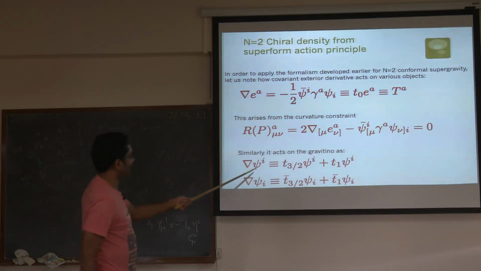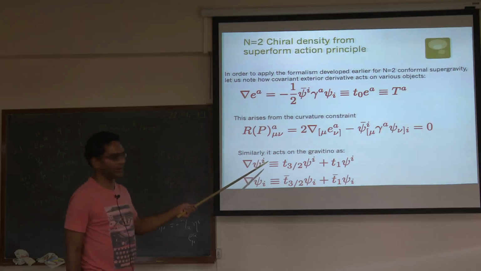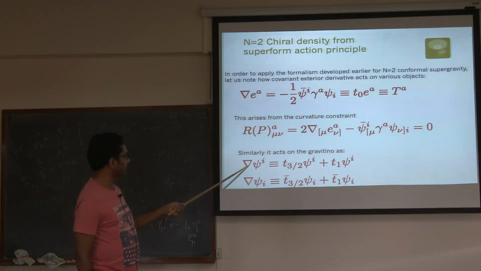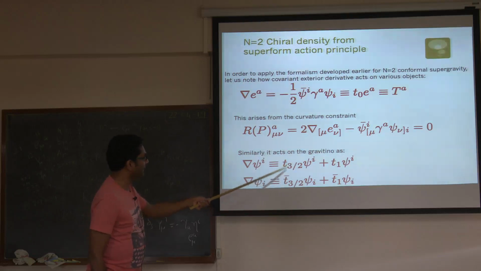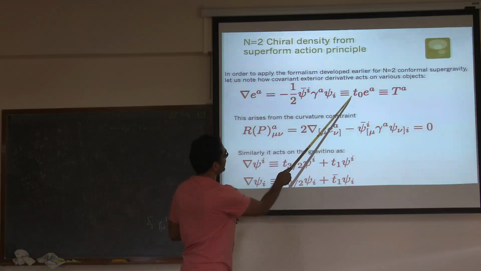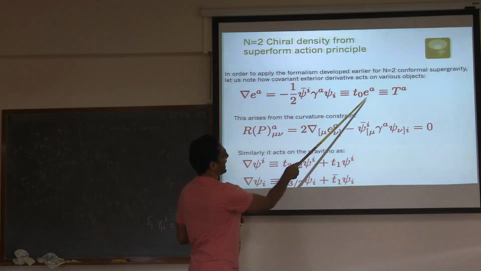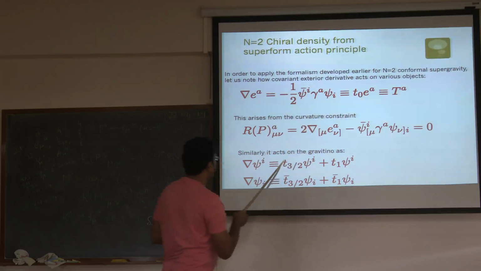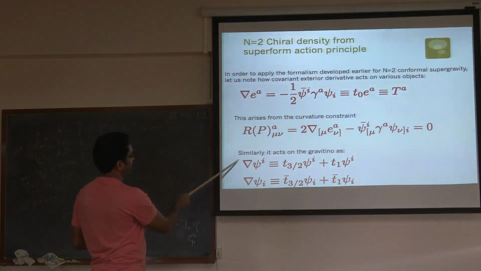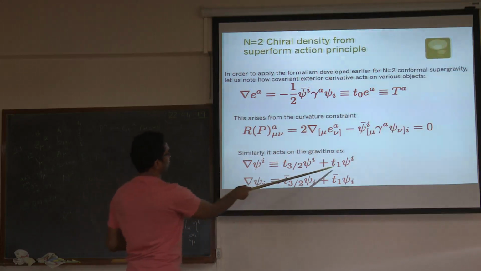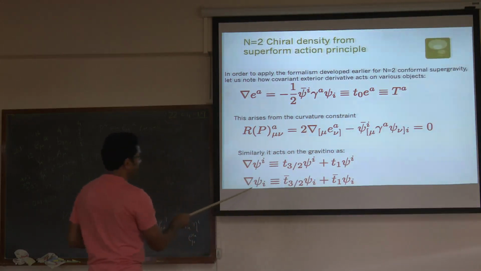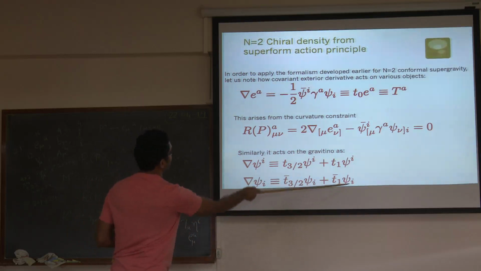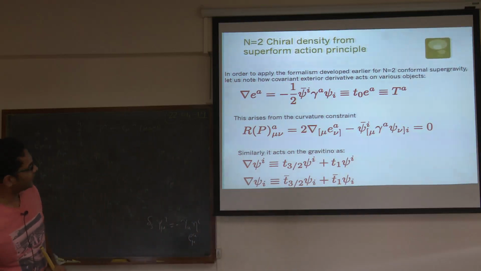So, this is my left-handed gravitino, so its gamma 5 eigenvalue is plus 1, and this is my right-handed gravitino, its gamma 5 eigenvalue is minus 1. It acts on this, so I will define this. I am defining various things here. I am defining something called T0, which acts only on E^A. By definition, T0 on E^A is this. Similarly, my covariant exterior derivative on psi^I I am writing as T_{3/2} psi^I plus T_1 psi^I, which I will define, and for psi lower I write it as T bar_{3/2} psi_I plus T bar_1 psi_I, which is defined as this.